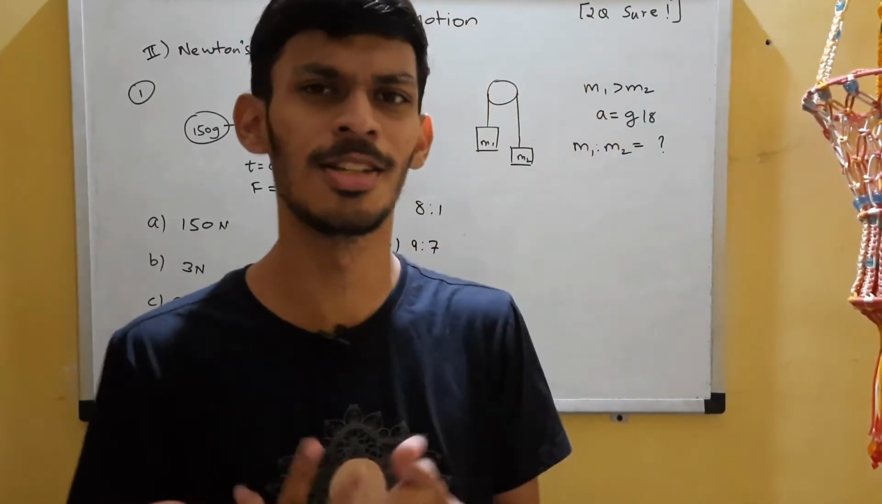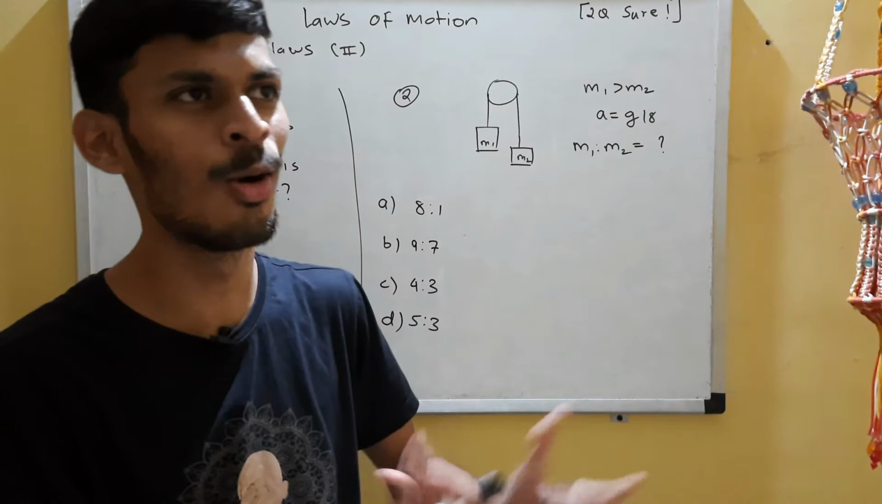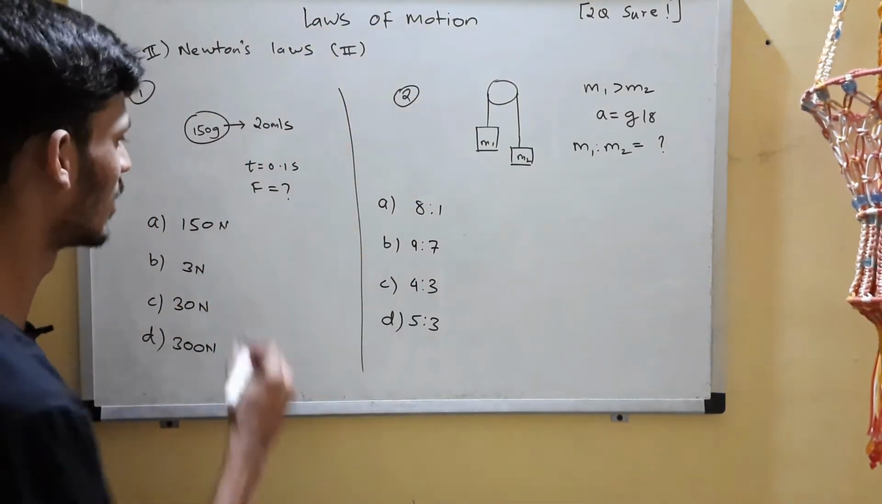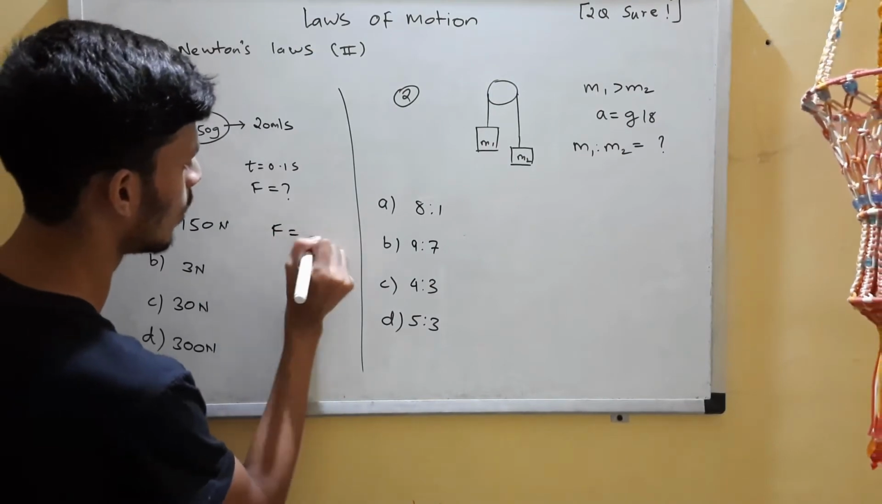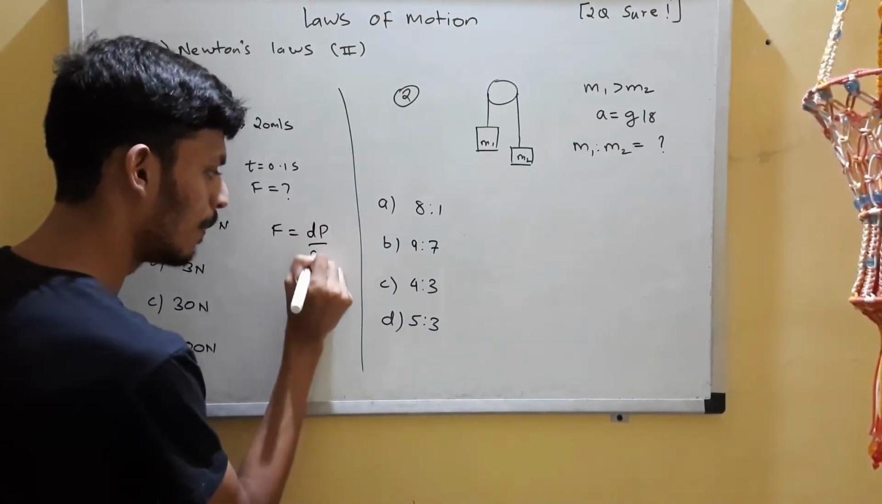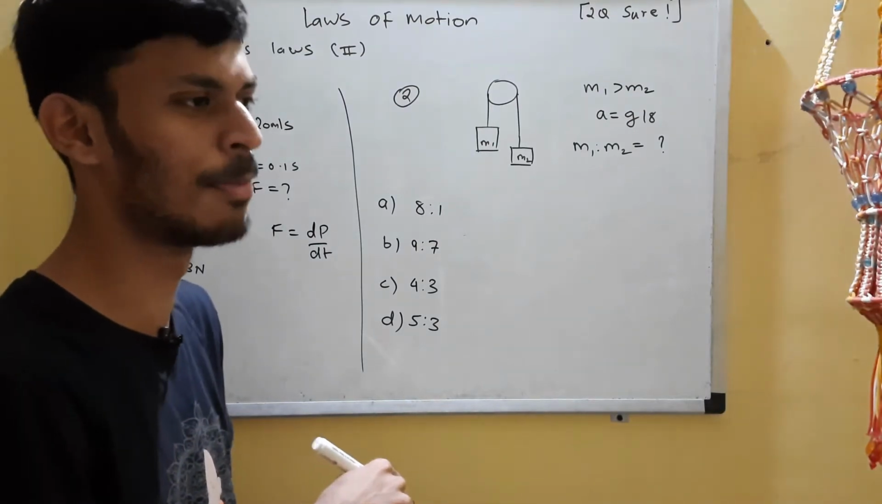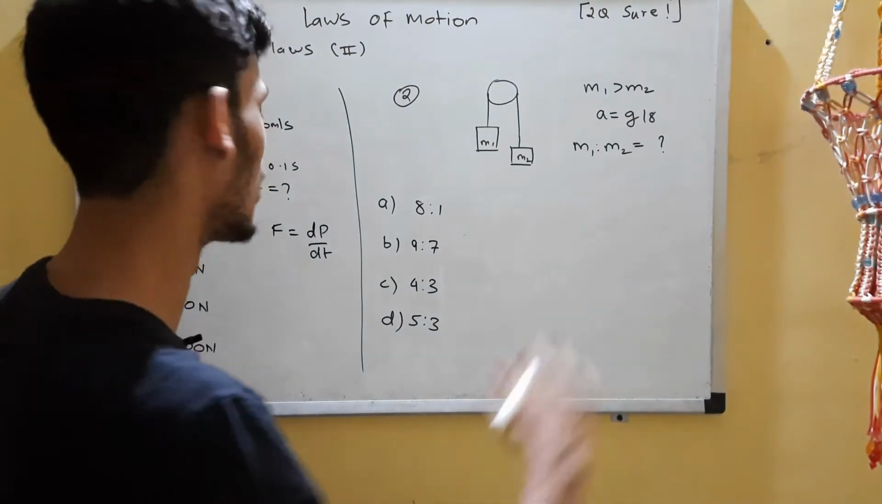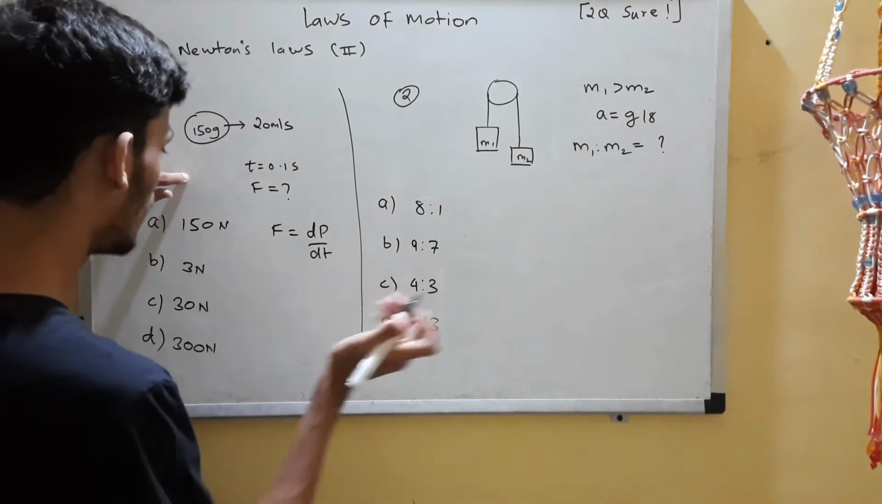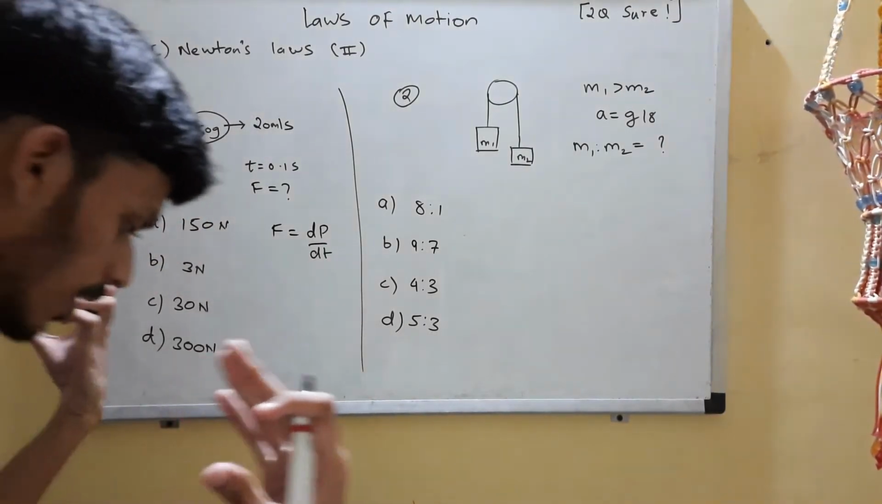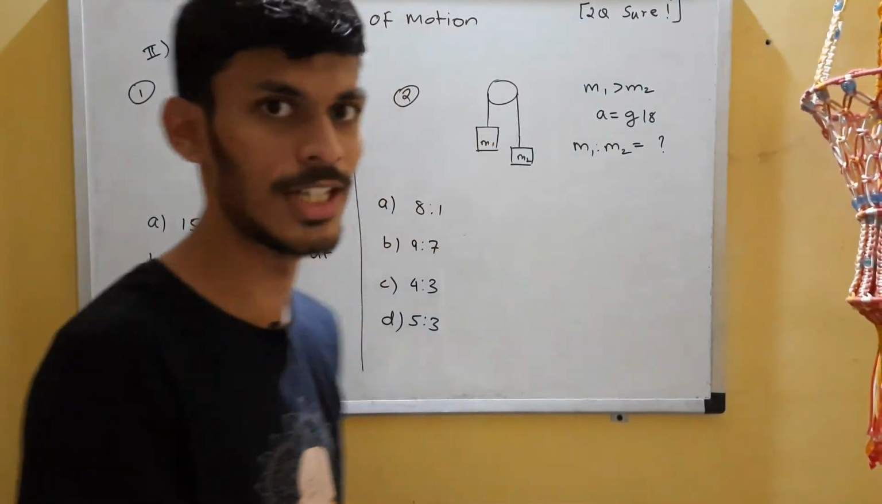Now you are just supposed to apply Newton's second law. What does that say? F equals ma, right? No, that's not Newton's second law. Newton's second law is F equals dp by dt. F is sometimes not equal to ma. You can check out my videos on that, but that's not the topic over here. So F equals dp by dt, the rate of change of momentum.